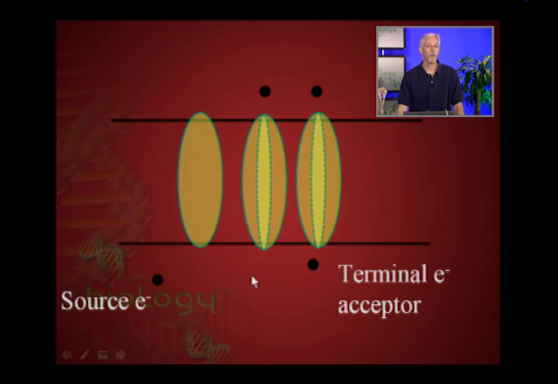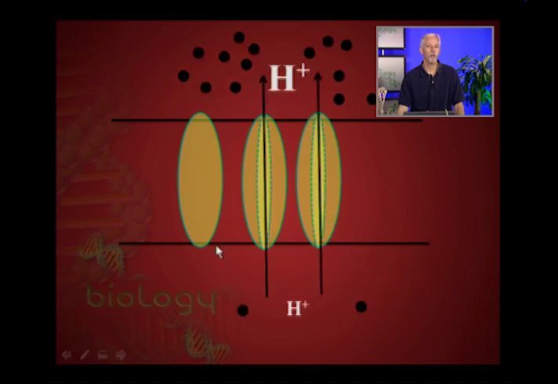So again, we have protons on one side, and they're going to be brought in, moved across the membrane, dropped off on the other side. And then the terminal electron acceptor will pick those up. So as electrons move through, hydrogens are pumped. We end up with a high concentration of hydrogen ions on one side of the membrane compared to the other.